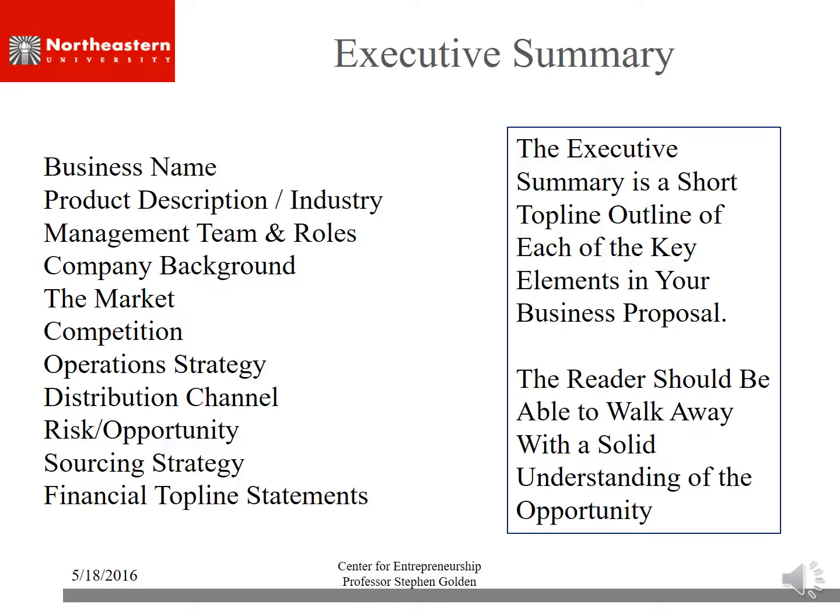The executive summary builds on the elevator pitch. It's much more comprehensive. This is where we get into the details. What's your company name? What's the industry you're in? What's your product? Who's on the team? What's the background of the company? What's the market that you're addressing? How big is that market? Who are the competitors? How are you going to run the business? What's your distribution? How are you going to get the product from the factory to the customer? What are the risks and opportunities that you see that are known? How risky is it? How big is the opportunity? What's your strategy to build the product, and then some top-line financial statements.